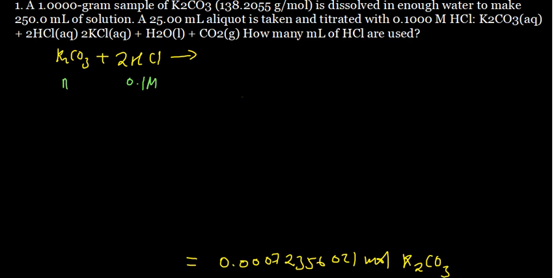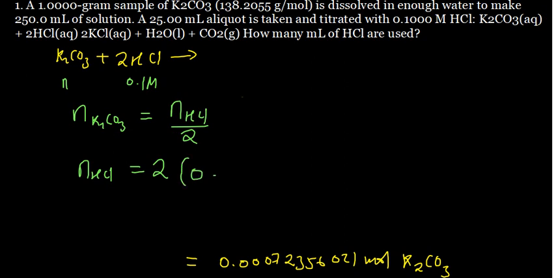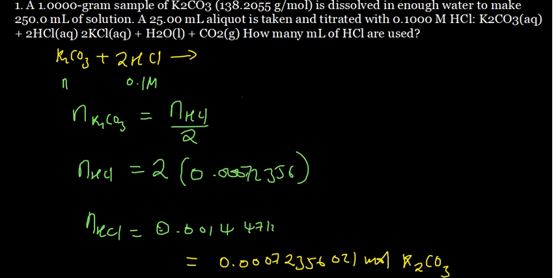So from the balanced reaction, we can say that number of moles of potassium carbonate is going to be equal to number of moles of hydrochloric acid over 2. Meaning that the number of moles of hydrochloric acid is going to be 2 times the number of moles of potassium carbonate, which is 0.00072356. So just multiply that value by 2. That is going to be 0.00144712041 moles.